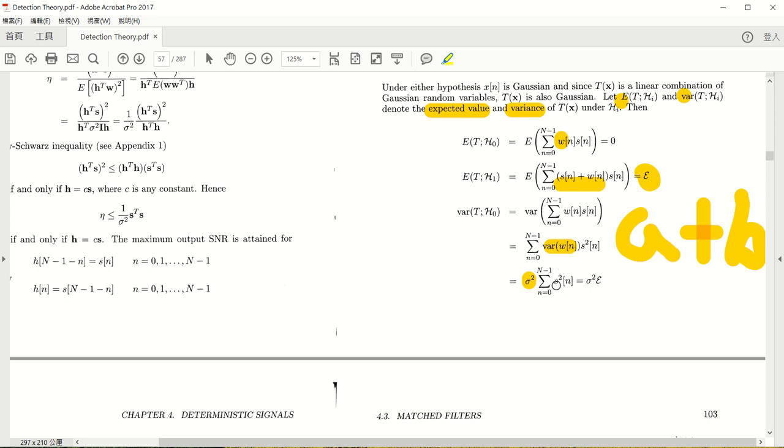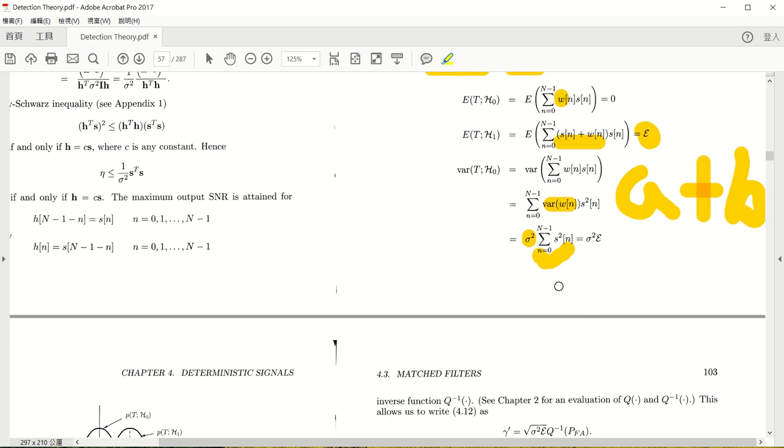So this becomes here, this goes here, and the summation with S squared stays. And again, this is like the signal energy we mentioned before. So this is the energy. We call it epsilon here. So we have sigma squared epsilon.